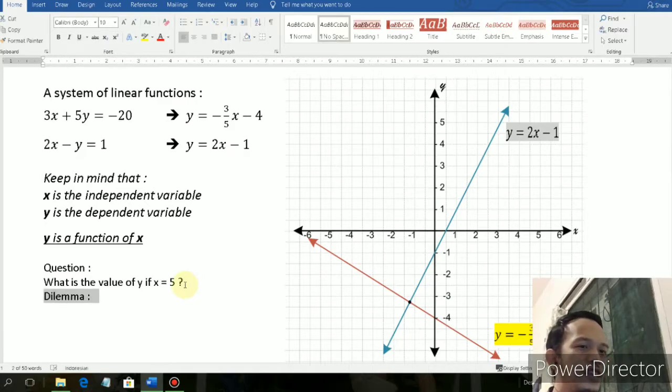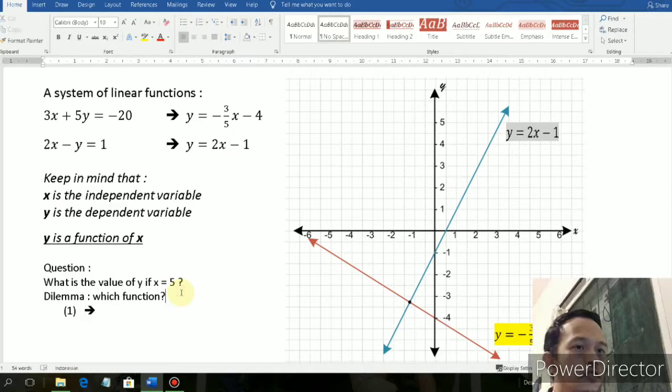Okay, you should have a dilemma now. Why? Because which function are you referring to? If I'm using x equals 5 with the blue function, which is y equals 2x minus 1, I will have a different value of y than if I use the red one. So I need you to be clear, if you want to ask me what is the value of y if x equals 5, which function we are referring to.